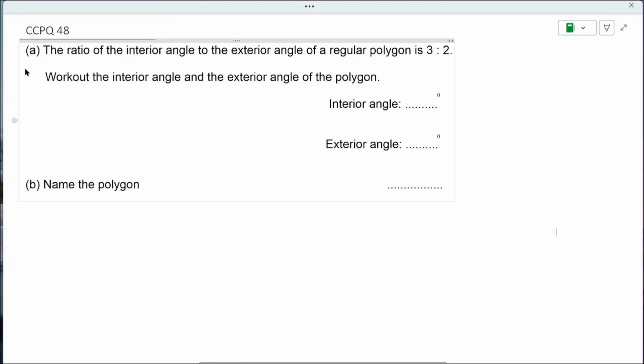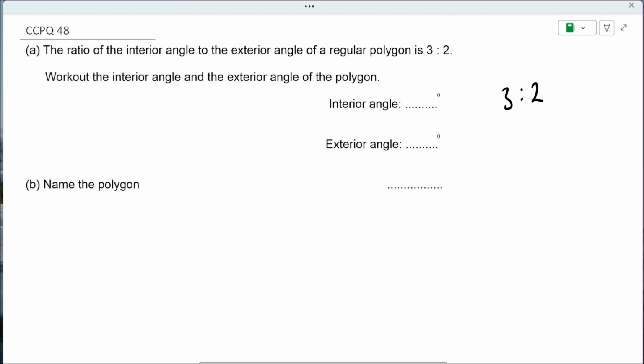Question 48a. The ratio of the interior angle to the exterior angle of a regular polygon is 3:2. Work out the interior angle and the exterior angle of the polygon. This question is a technical question but not actually hard. You have to understand how ratios are formed. Let's take this 3:2 to explain.